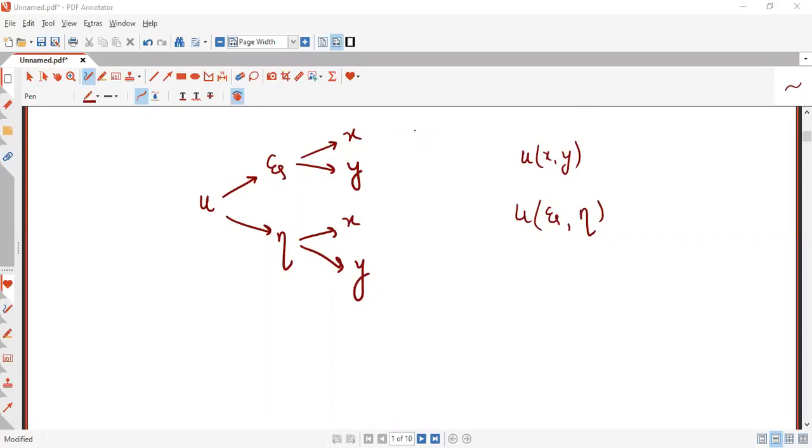It is clear till here that u will be written in terms of xi and eta, where xi and eta will be the functions of x and y. Okay. Now, suppose u I have written in terms of xi and eta. Now let's find del u by del x and del u by del y. What will happen?